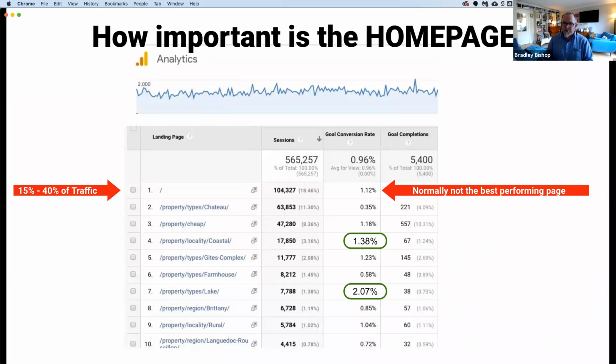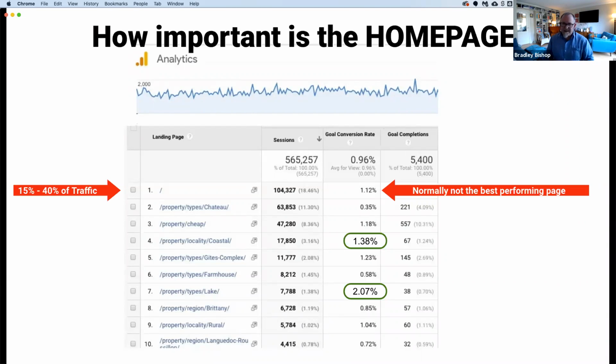So how important is the homepage? In this example, this is a screen grab from the same customers on the different pages on their site. The homepage tends to get about 15 to 40% of the traffic landing at it, but is normally not the best performing page because people need to then find what they want within your site. What you'll find is that you want people to land at the specific service or product that they are looking for, and then you will get a higher conversion rate.